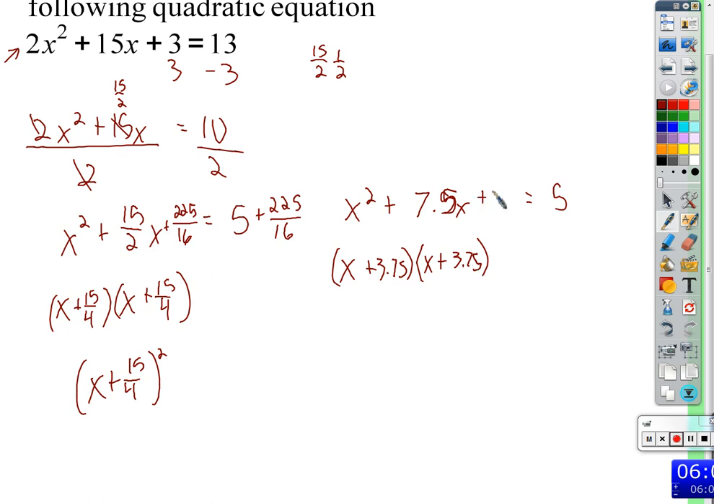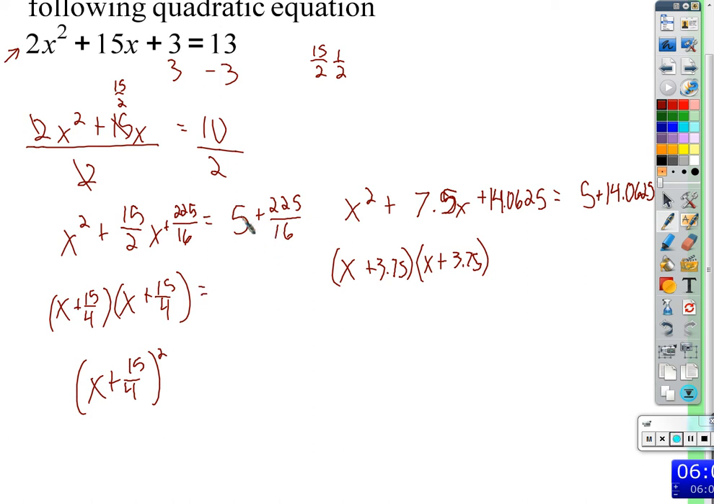Or 3.75 times 3.75, what does that come out as a decimal? 14.06. Did you round it? Yeah. And now we're rounding and I don't like it. It's 14.0625, so you can not round it. If you go out to 625, that's still okay. So we'll add 14.0625 to both sides.